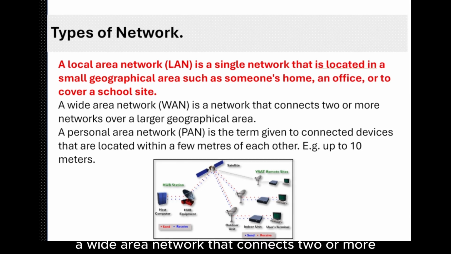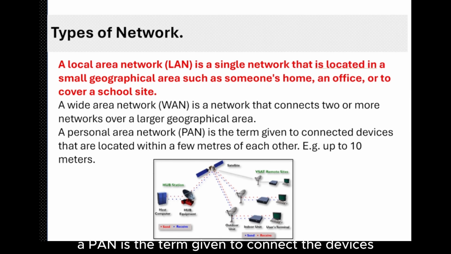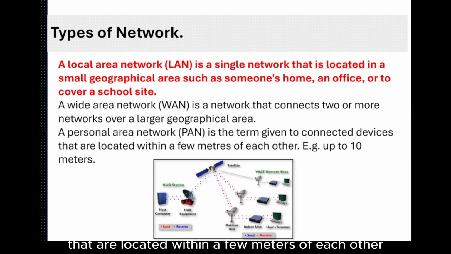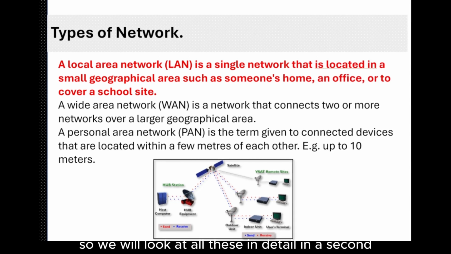A wide area network connects two or more networks over a larger geographical area. A PAN is the term given to connected devices that are located within a few meters of each other, for example up to 10 meters. We will look at all these in detail in a second.